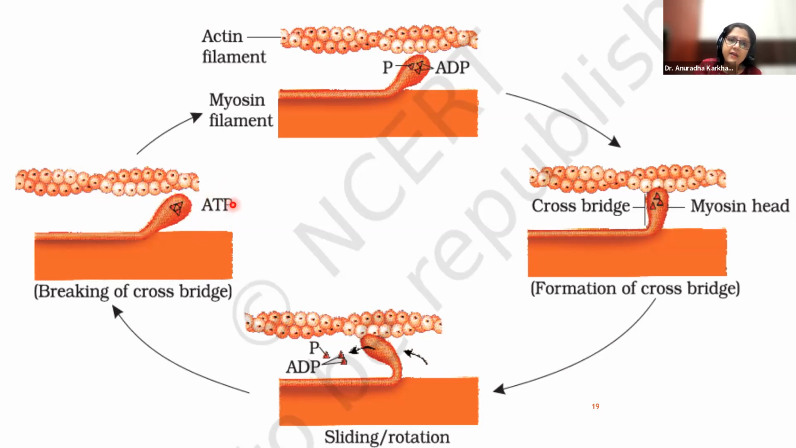Again, when it will be provided with ATP, what will happen? और ATP आया, वापस और ATP आया, तो ATP को वापस से ब्रेक डाउन करेंगे ADP and IP में, और वापस इस एक्टिन फिलामेंट को और पुल करेंगे.